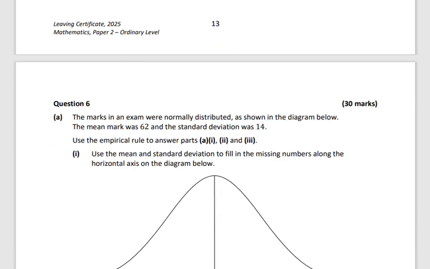So unusual enough question there. It's just that it's more common, I suppose, at junior cert level.